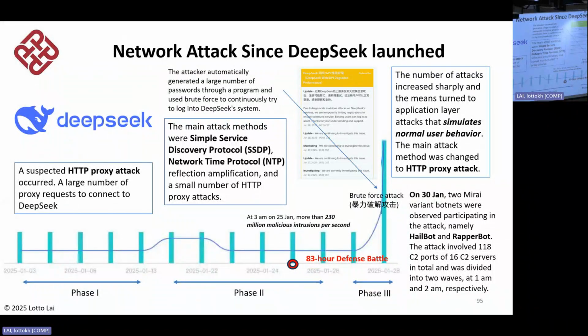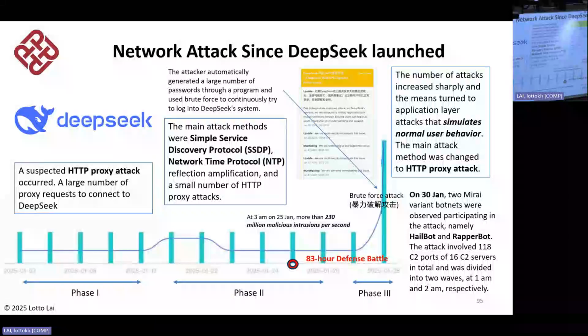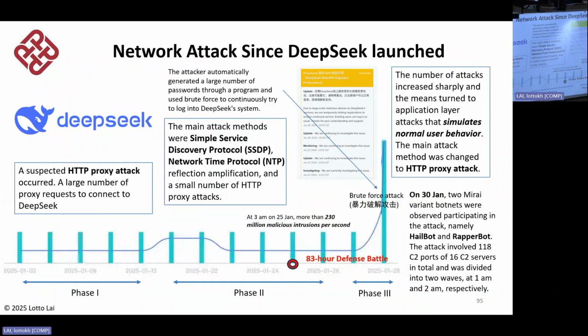But once it happened, DeepSeek accepted a three-phase attack. In the first phase, they found an HTTP port attack, maybe from a junior attacker, with a large number of port requests to connect to DeepSeek. In the second phase, they had a major attack by Simple Service Discovery Protocol, SSDP, and Network Time Protocol reflection amplification, and a small amount of HTTP proxy attack.